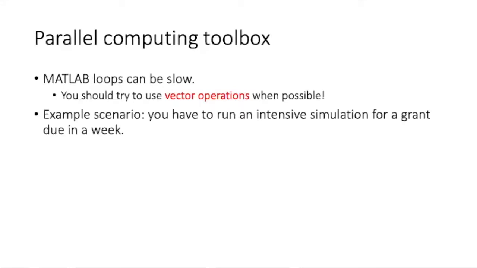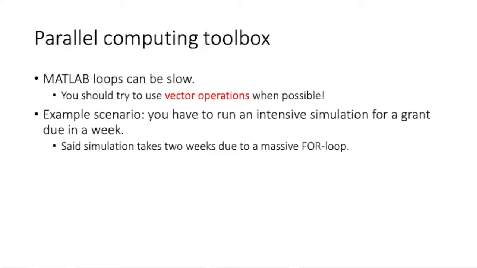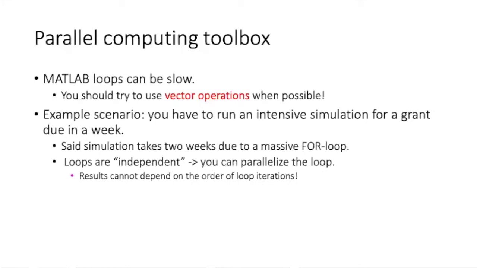And so the example here is that you want to do an intensive simulation for a grant, and it's due in 1 week. But the simulation takes 2 weeks because you have this single large for loop where you have to do lots of examples. And the thing is, for these for loops, though, they're independent. So what's going on for all of these different examples doesn't affect each other. So you don't need to do them sequentially.